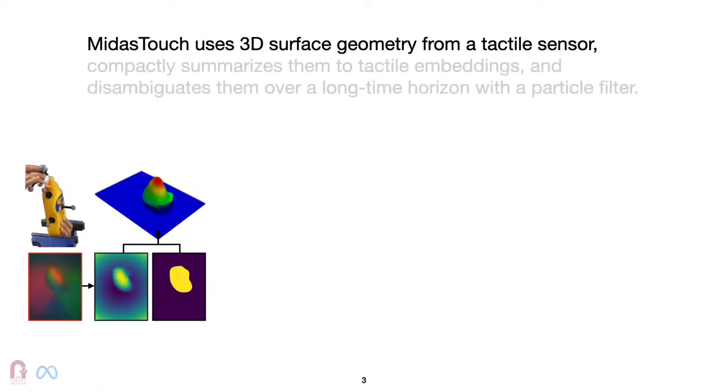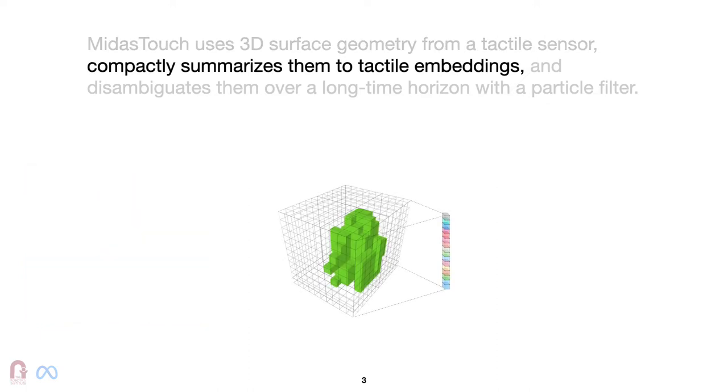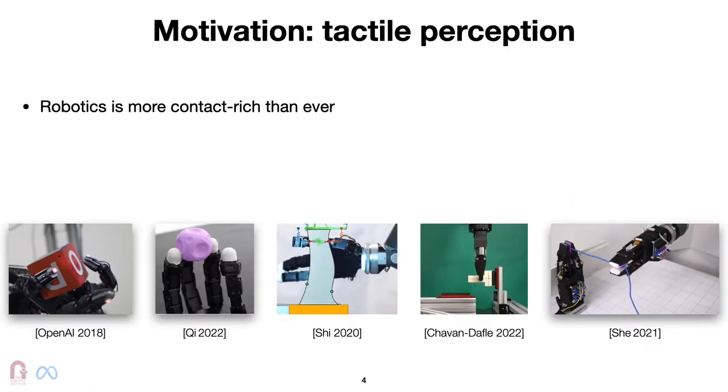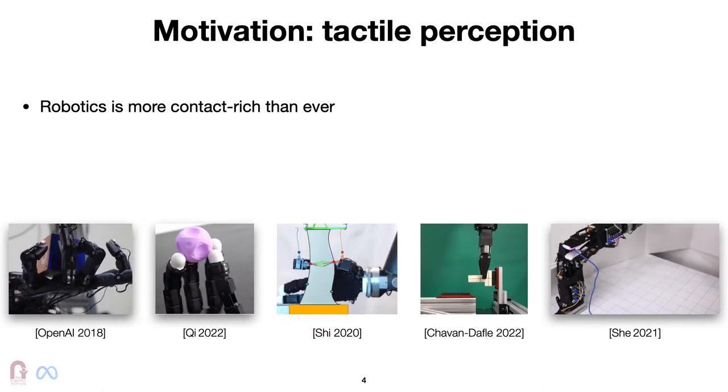At a high level, MidasTouch uses 3D surface geometry from tactile images, summarizes these compactly, and disambiguates them over time with a particle filter. We'll first take a step back to motivate the problem.